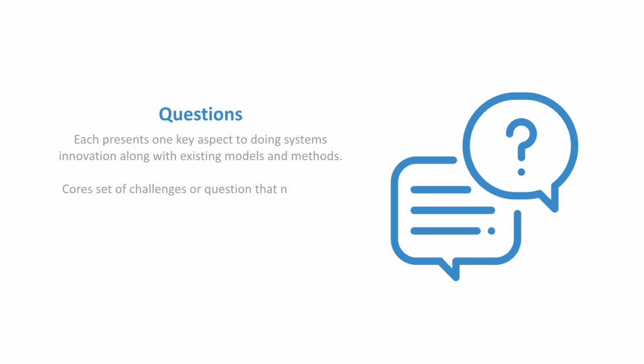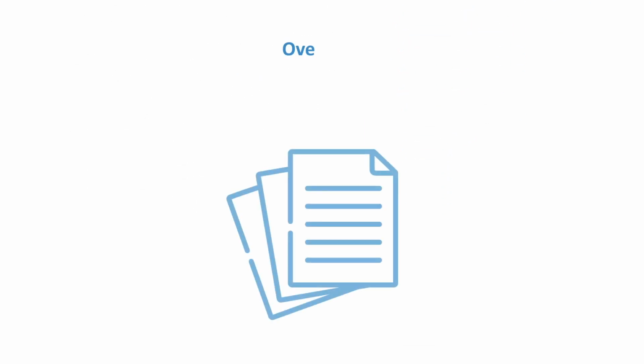So the best way to understand this is as a response to the series of questions one will come across as you try and do a systems change initiative. So it's the different dimensions to actually doing systems innovation. Each guide presents one key aspect to doing systems innovation, along with existing models and methods. So they're the best response that we have at the moment to the core questions you'll experience when you go and do a systems change initiative within pretty much any area.